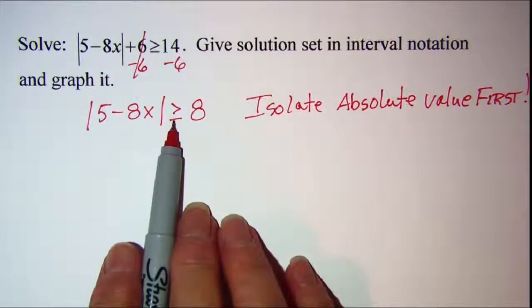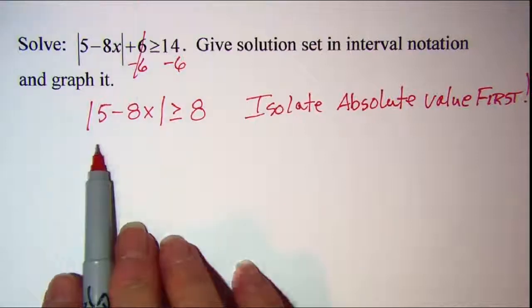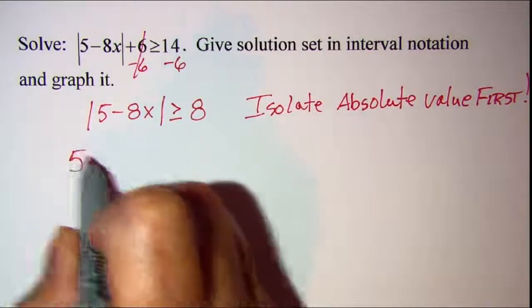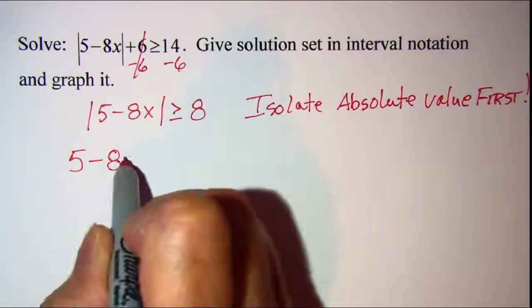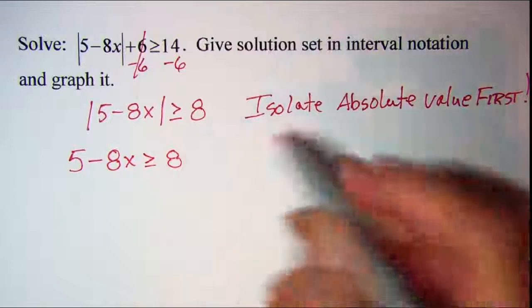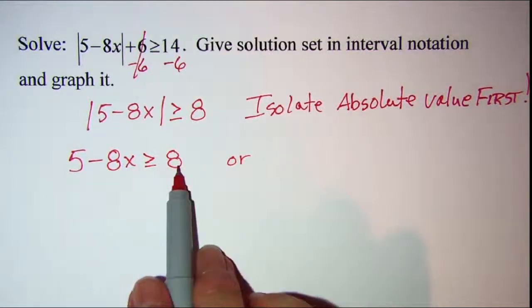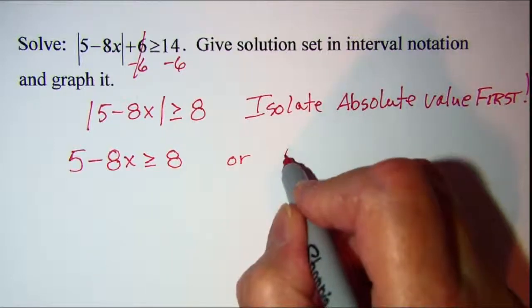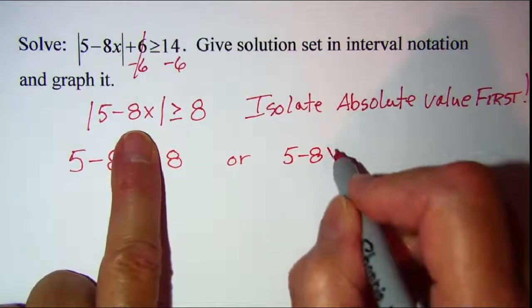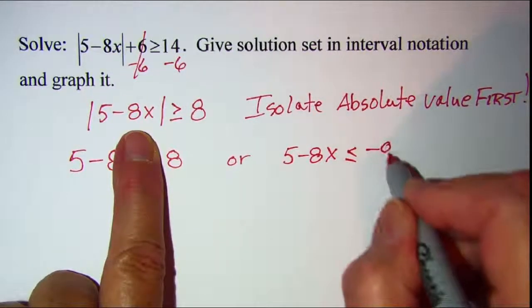I'm going to use property 4 because this is greater than. So I need two disjoint statements. My first one is just straight from my inequality. And then my second one, this is greater than 8. My second one is 5 minus 8x is less than or equal to negative 8.